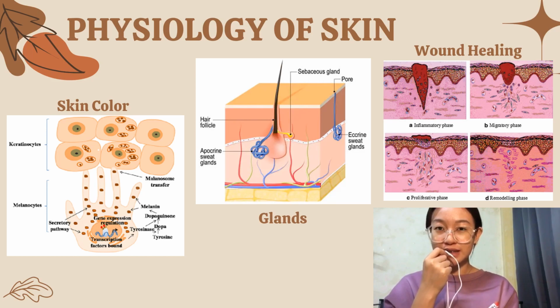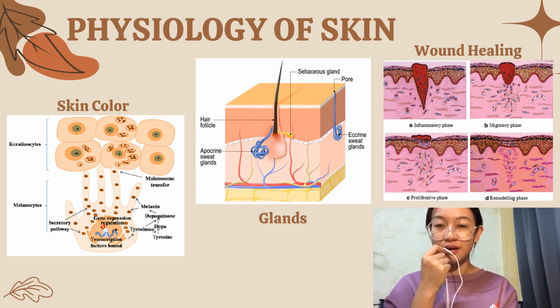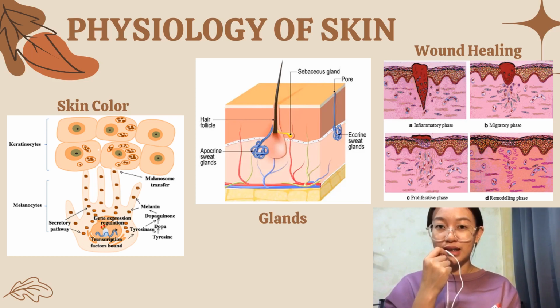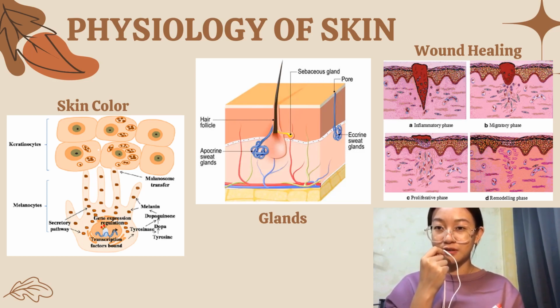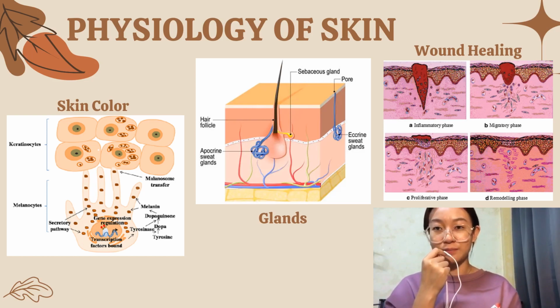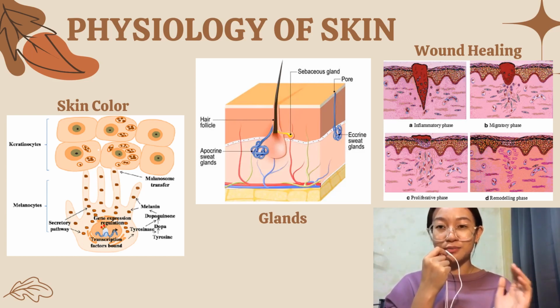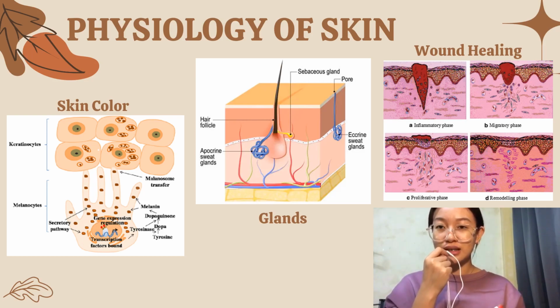Move on to the physiology of skin. So first, the skin color. This refers to how much melanin the body generates, which determines the skin color. Melanin synthesis begins with the amino acid tyrosine. So the tyrosine is converted into dopaquinone, and this dopaquinone is the precursor of 2 types of melanin, which are eumelanin and pheomelanin. So once the melanin is synthesized, it is packaged into melanosomes. The melanosomes are then engulfed by the keratinocytes and distributed throughout the epidermis.